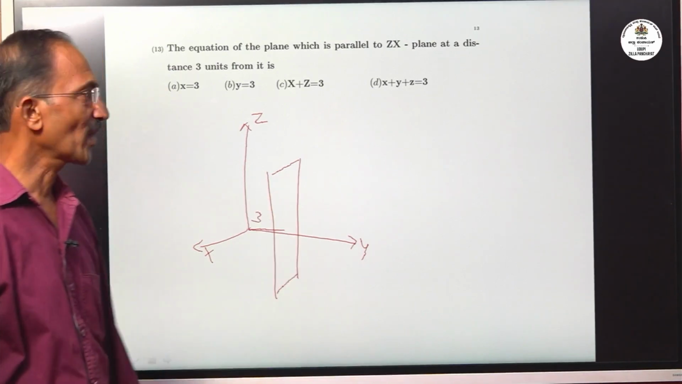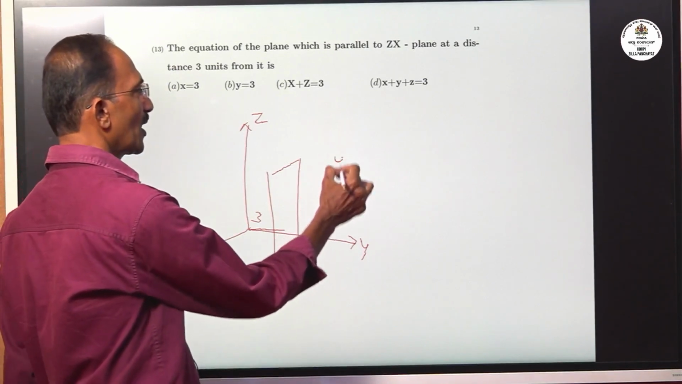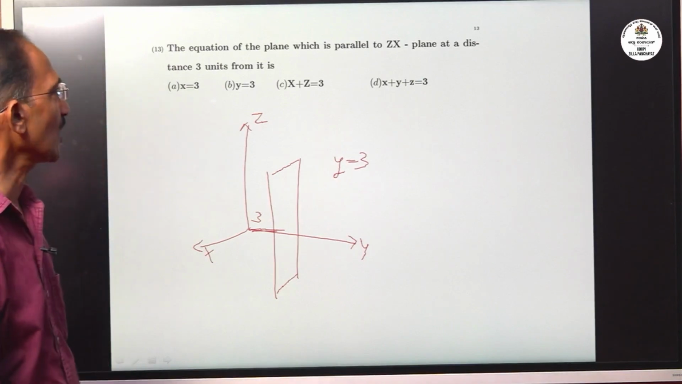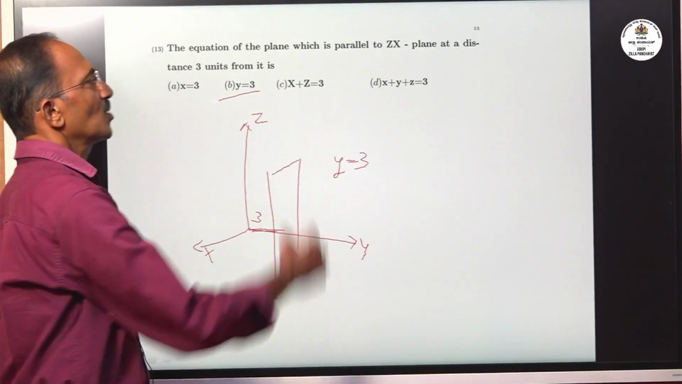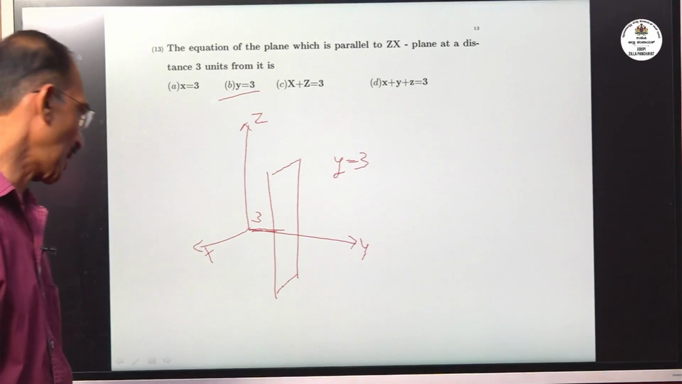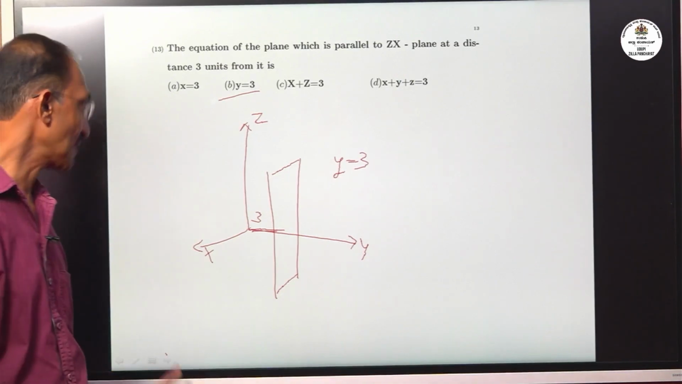So it must always be y equals to, since this distance is along the y-axis, so y equals to 3. So option B, y equal to 3, is the equation of the plane, which is the right answer.